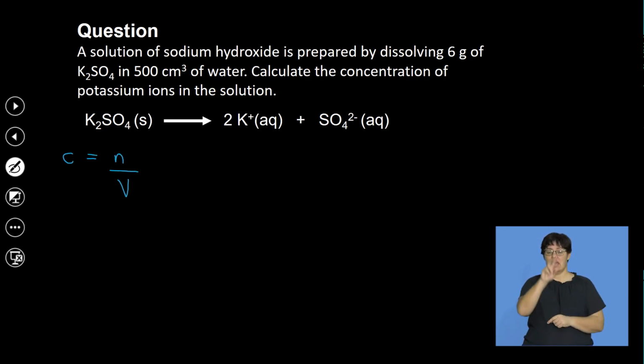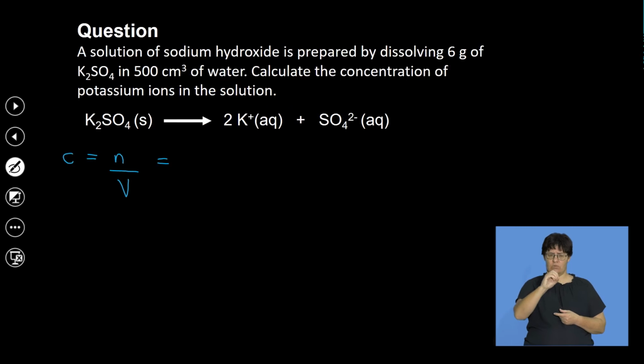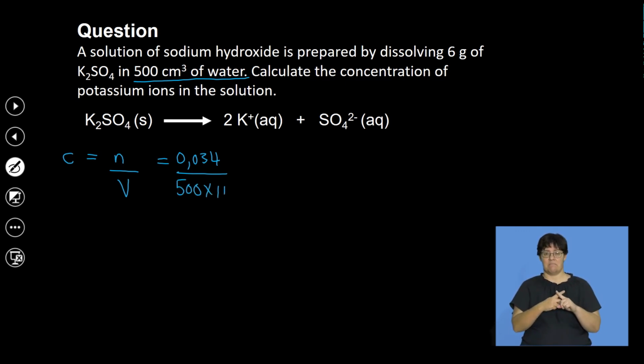So what do we have here? We've got 0.034 moles divided by the volume, but this volume is given in cubic centimeters. So it's going to be 500 multiplied by 10 exponent minus 3. This is the conversion, because for every cubic decimeter, there are 1,000 cubic centimeters.